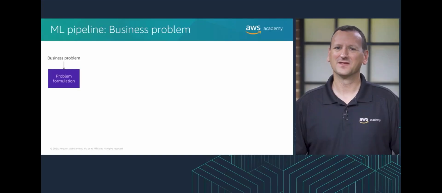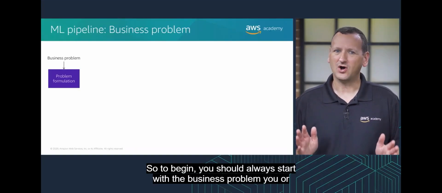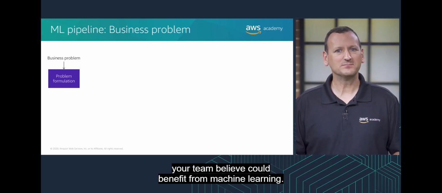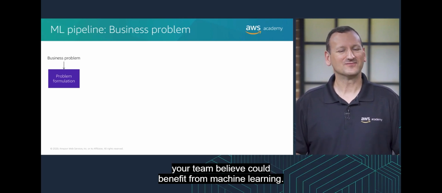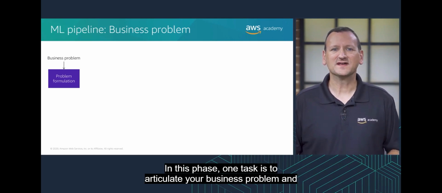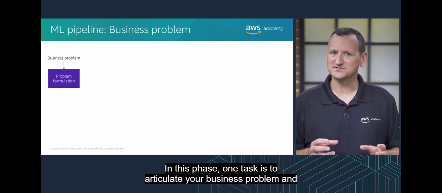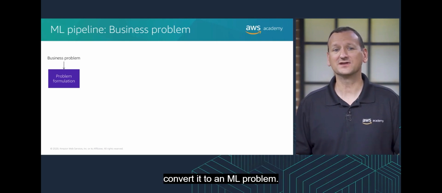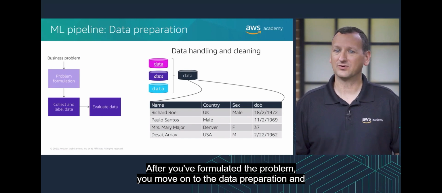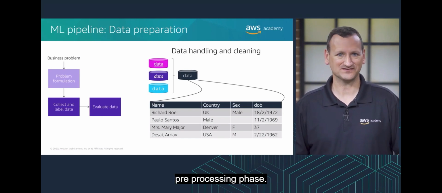So to begin, you should always start with the business problem you or your team believe could benefit from machine learning. From there, you want to do some problem formulation. In this phase, one task is to articulate your business problem and convert it to an ML problem. After you've formulated the problem, you move on to the data preparation and pre-processing phase.